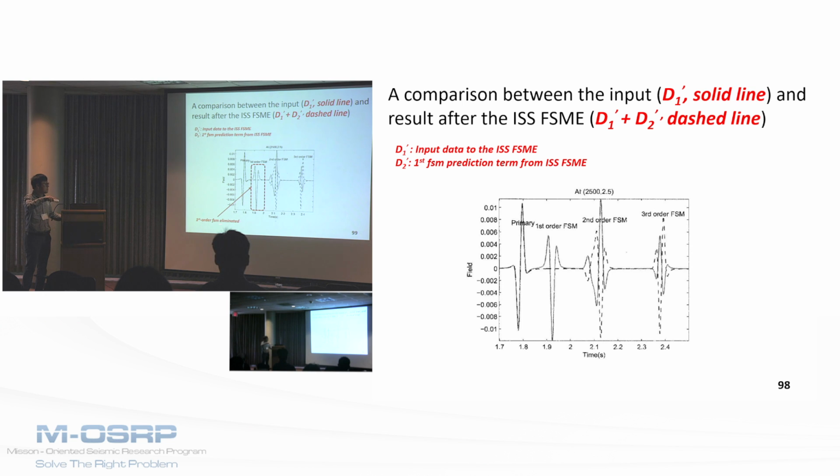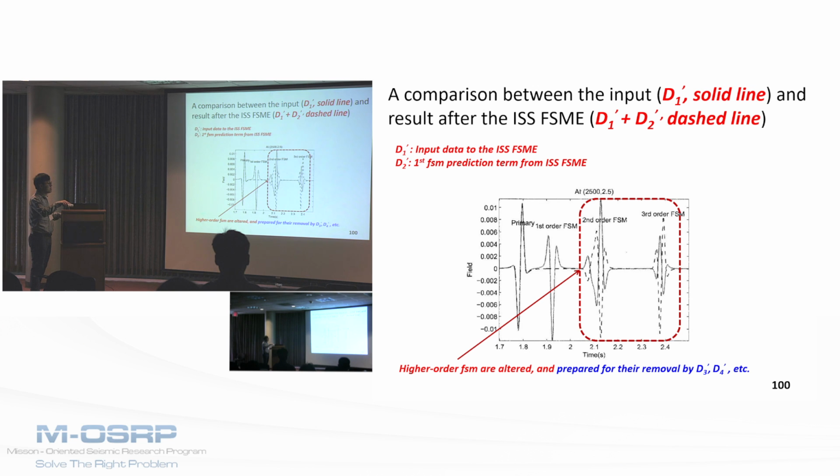One is the first order free surface multiple is eliminated, as highlighted by this red box, where again we can see this in the results, which is represented by this dashed line. It's got flat, whereas this first order free surface multiple is removed. And then all the high order free surface multiples are altered and prepared for the removal by the subsequent terms D3 prime and D4 prime, as highlighted by this red box. And of course, the primary is nicely preserved.